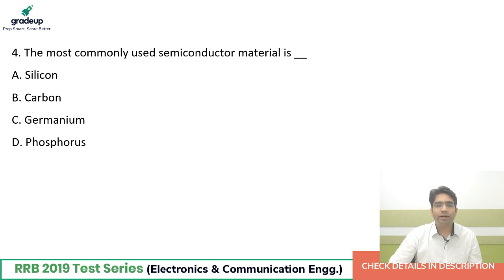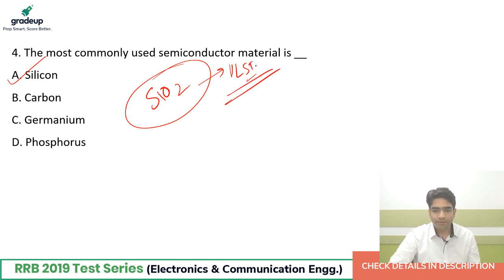The most commonly used semiconductor material is. Tell me. Silicon. Silicon is the most commonly used semiconductor material. Correct. Because it is easier to fabricate silicon, and the oxidation of silicon is SiO2, and in the fabrication process of circuits, or you can say VLSI circuits, it is easily fabricated. And what is its range? Its range is up to 175 degrees Celsius. It works perfectly. Reverse saturation current is also minimum. Correct option.